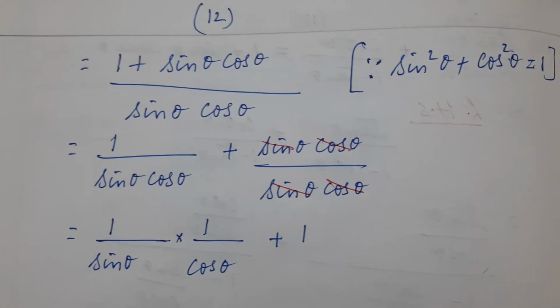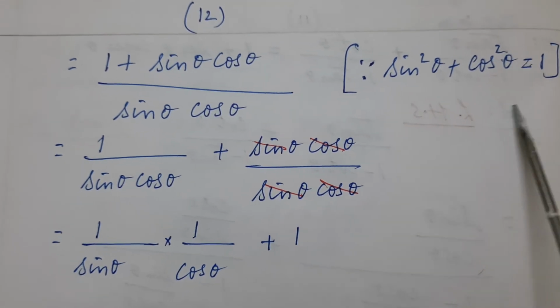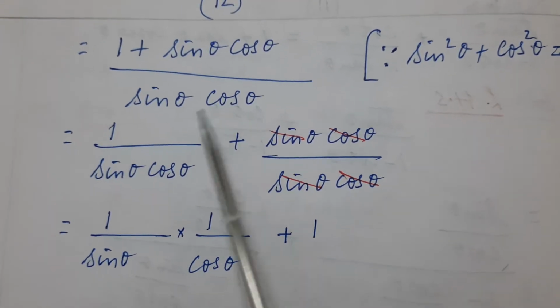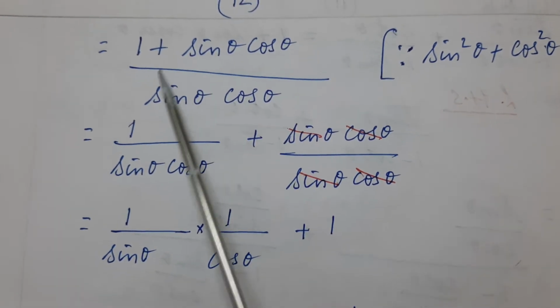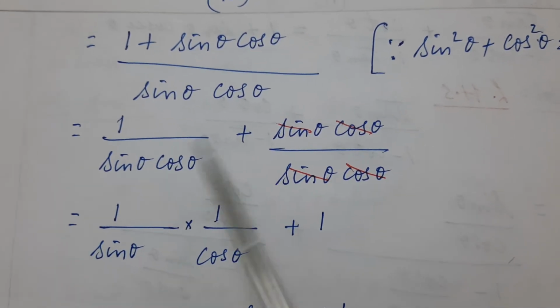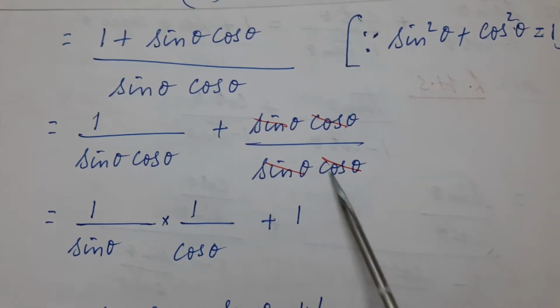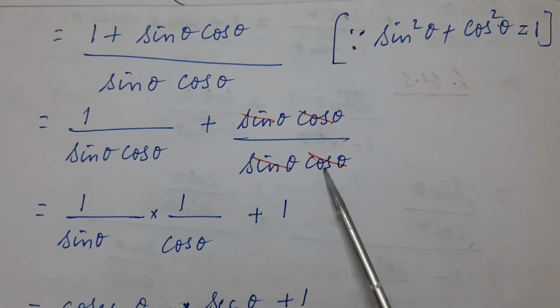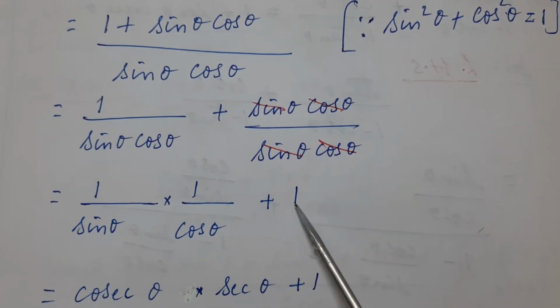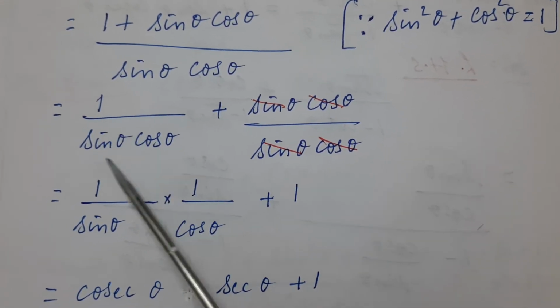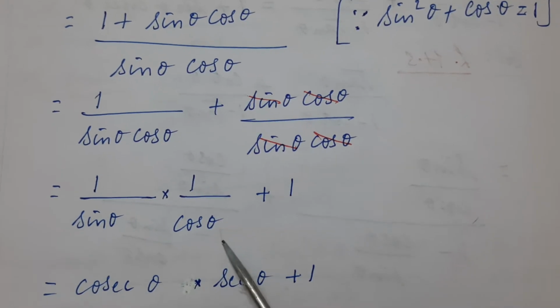So as I told you, since sin square theta plus cos square theta is equal to 1, we have written 1 plus sin theta cos theta by sin theta cos theta. Now I am going to split it like 1 by sin theta cos theta plus sin theta cos theta by sin theta cos theta. Now this gets cancelled, so remaining left out will be 1. And this is nothing but 1 by sin theta into 1 by cos theta.